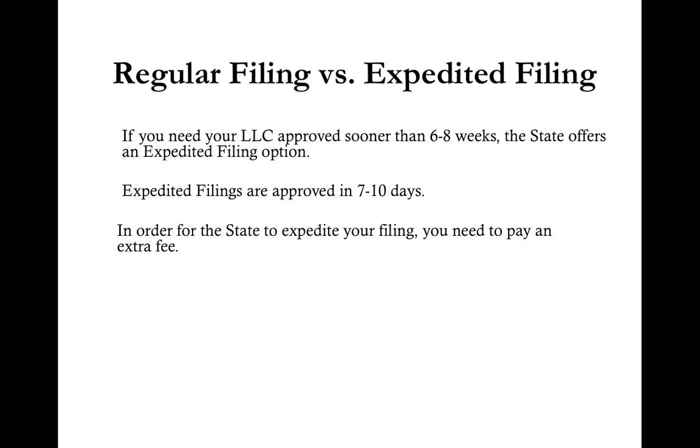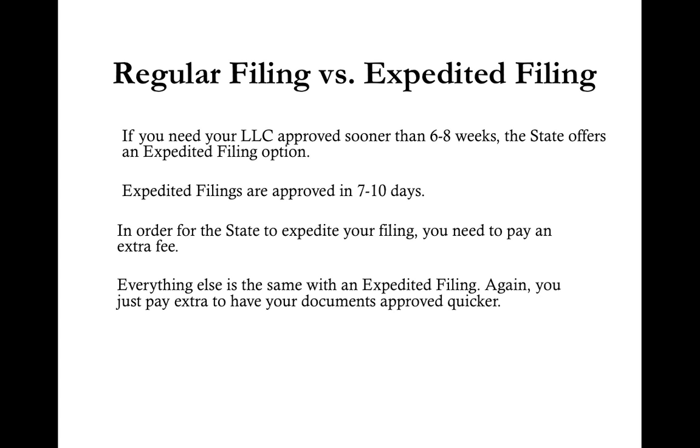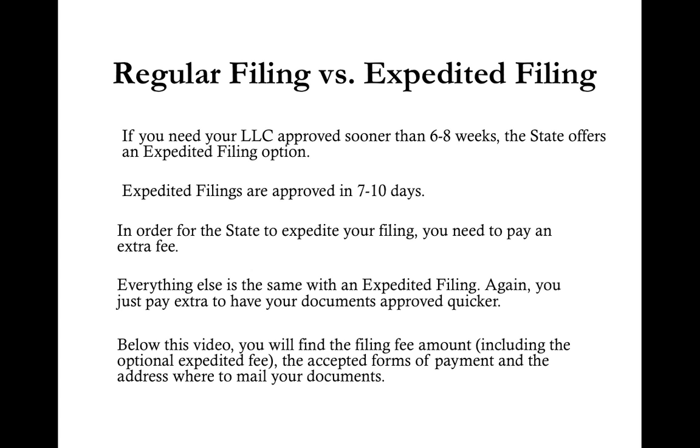If you need your LLC approved sooner than 6 to 8 weeks, the state offers an expedited filing option. Expedited filings are approved in 7 to 10 days. In order for the state to expedite your filing, you need to pay an extra fee. Everything else is the same with an expedited filing. Again, you just pay extra to have your documents approved quicker. Below this video, you will find the filing fee amount, including the optional expedited fee, the accepted forms of payment, and the address where to mail your documents.